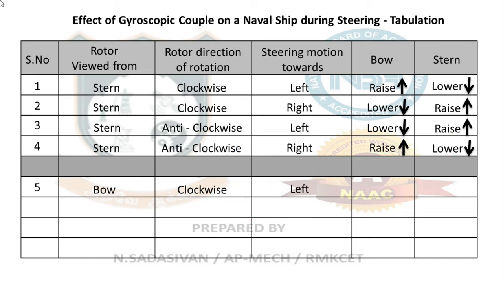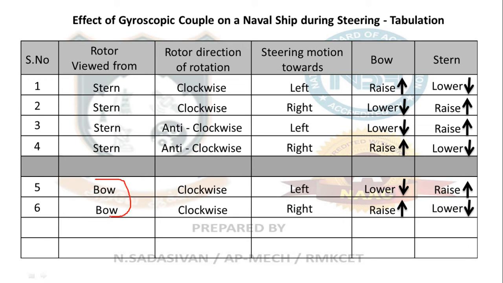So I take a left turn. What will happen? My bow will lower and stern will rise. Similarly, if you look from the bow at clockwise rotation and take a right turn, your bow will rise and stern will lower. So these two are exactly the same, because the propeller is rotating. When I look from the back, it seems to be clockwise. Same thing when I look from the front, it will look anti-clockwise. So that same result I am writing here.